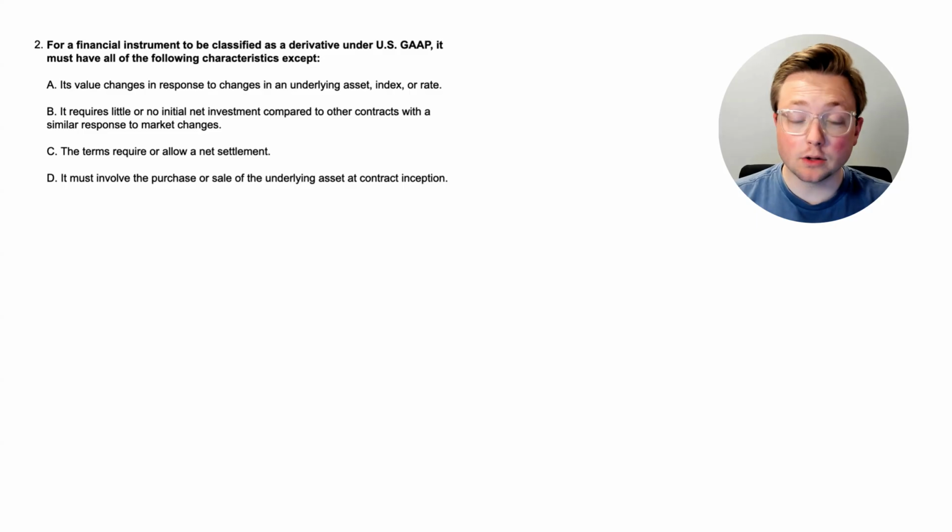Option B, it requires little or no initial net investment compared to other contracts with a similar response to market changes. Option C, the terms require or allow a net settlement. Or option D, it must involve the purchase or sale of the underlying asset at contract inception. Okay, so which one of these, again, is not a characteristic of a derivative?